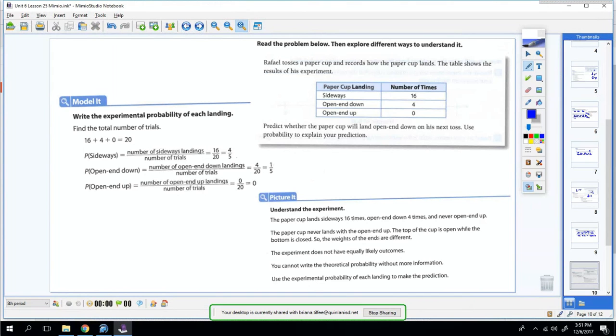Raphael tosses a paper cup and records how the paper cup lands. The table shows the results of the experiment. Predict whether the paper cup will land open end down on his next toss. Use probability to explain your prediction. Well, his probability of open end down will be 4 out of 20, or 1/5. That's his probability based upon his experiment of an open end down cup.